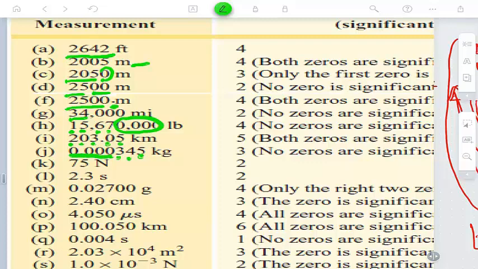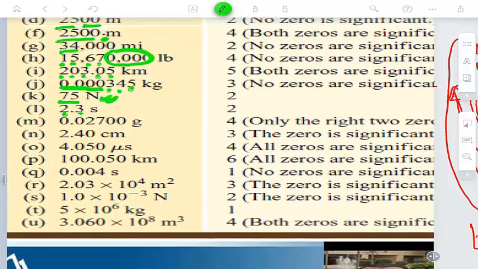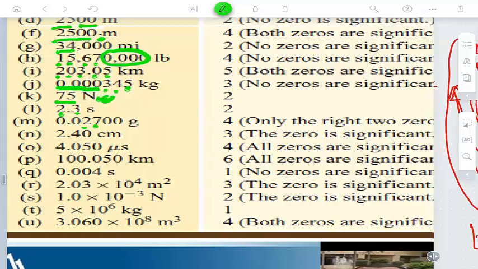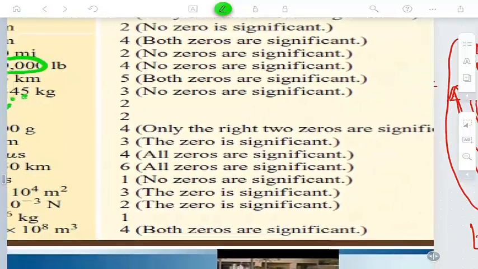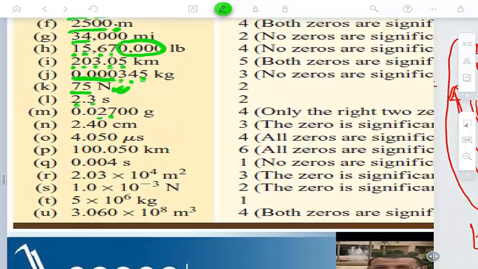What about this? 2 significant figures. Why? Because it is specific. Okay. What about this? 1, 2, normal, because we have a decimal. What about this? 1, 2, 3, 4, because we have the right 2 zeros. Look, the right 2 zeros are significant, so we count them, but the left-hand side we don't count. So we have 4 significant figures here.